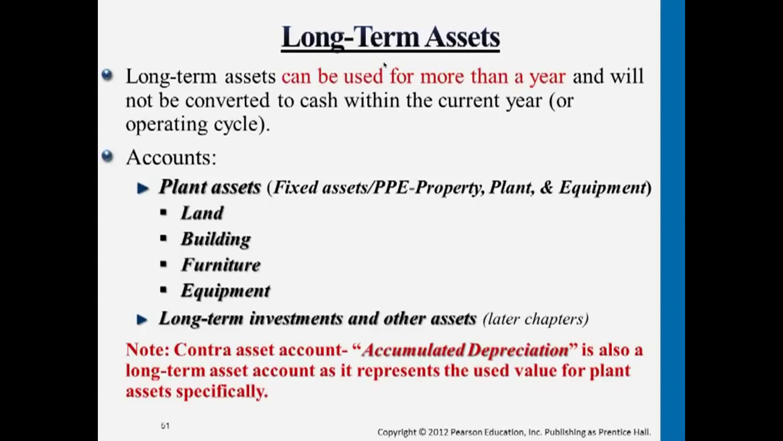All the other assets you see here, some of them will be introduced to you later throughout the semester. So don't worry too much about long-term investment listed in the textbook. It'll be introduced to you later in Chapters 10 and 11. Now, don't forget Chapter 3. Accumulated depreciation is always listed right underneath furniture or right underneath building as we depreciate it. It is also considered a long-term asset account. Okay, it is always represented right below those long-term assets.